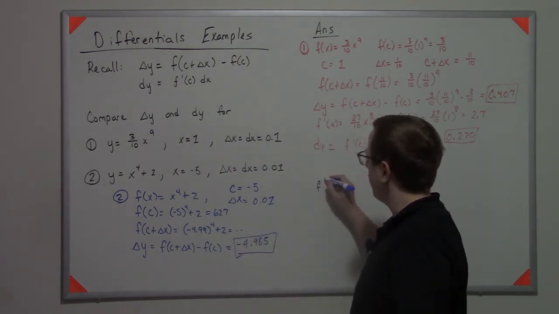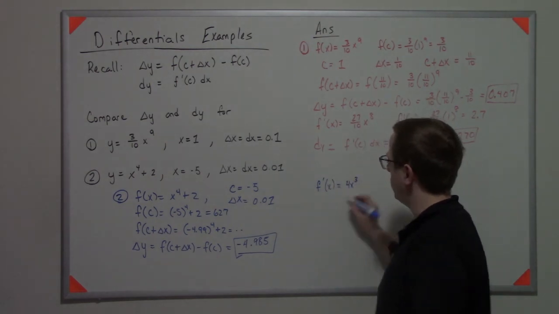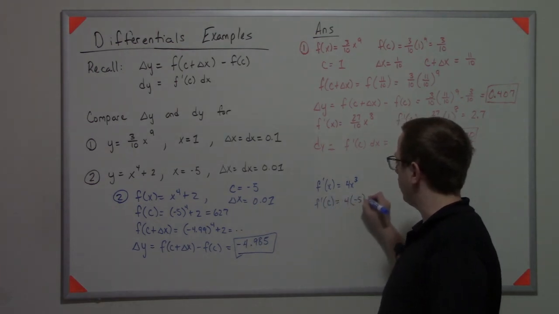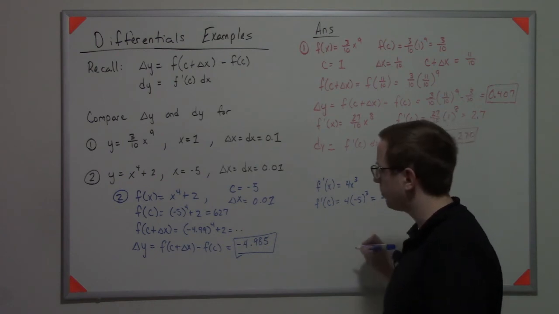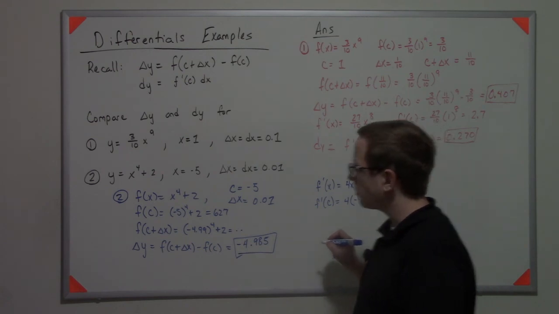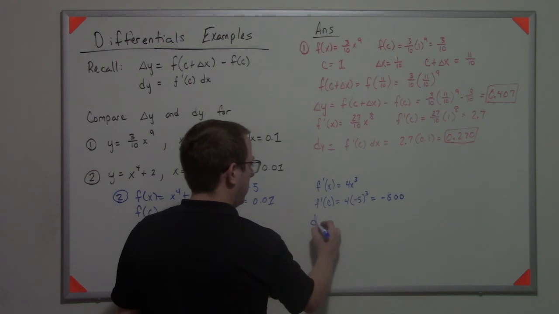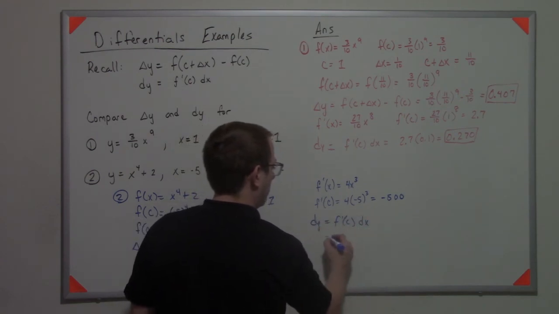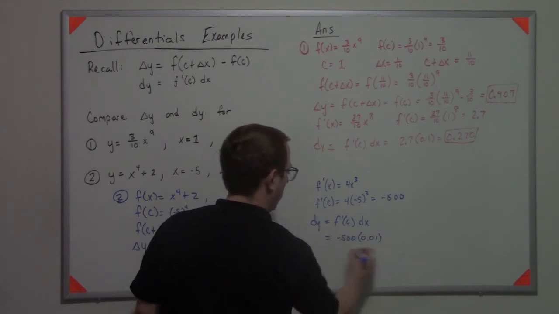Now, to find dy, I take the derivative and I get 4x cubed. I take the derivative at c, and I get 4 times -5 cubed, which is -500. So then dy equals f prime at c times dx, which equals -500 times 0.01, which is -5.